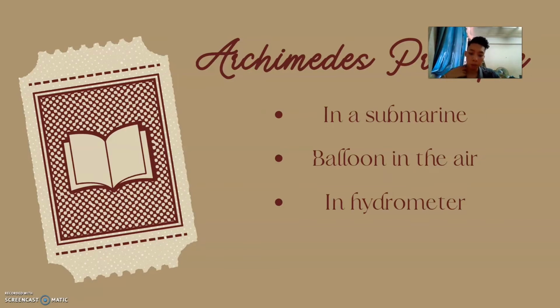Moreover, Archimedes' principle is also applied in the hydrometer. A hydrometer is an instrument to measure liquid relative density based on buoyancy. Following that, one of the biggest applications and contributions to the human community is the ship.